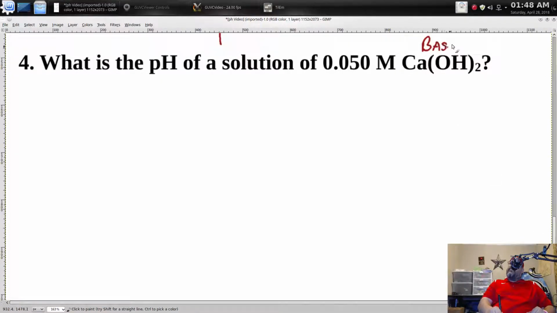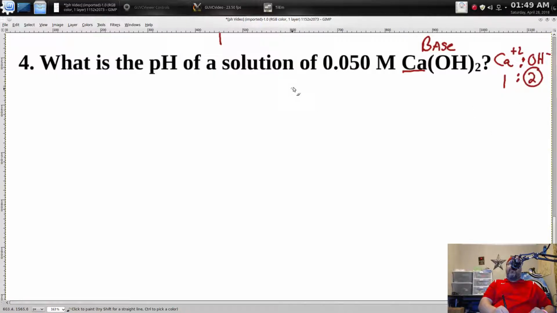All right, since this is a base, I need to figure out my ratios. Okay, we have calcium ion, and how many calcium ions do we have? Just one, that's all we have. Now, how many hydroxide ions do we have? If you said 2, you're right, and that number is important now.